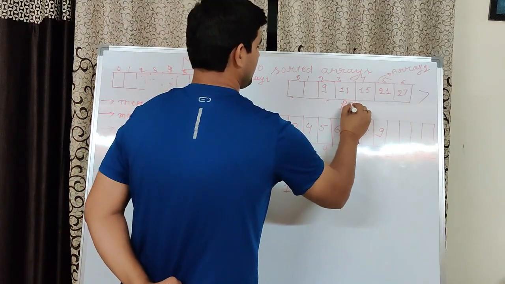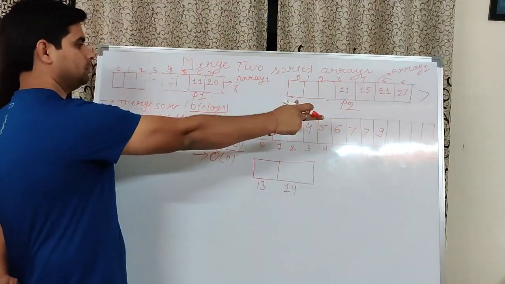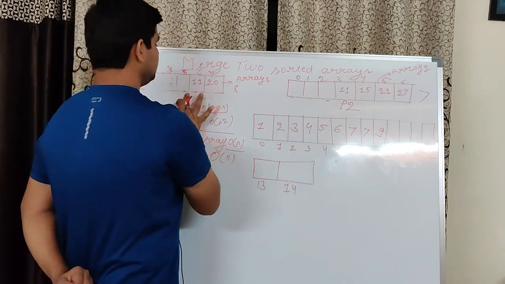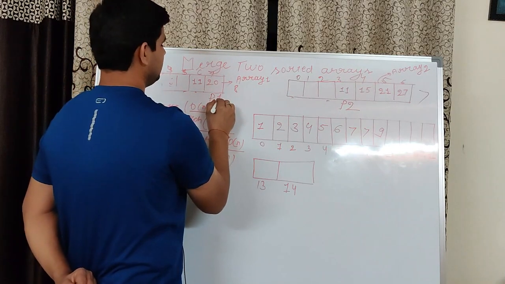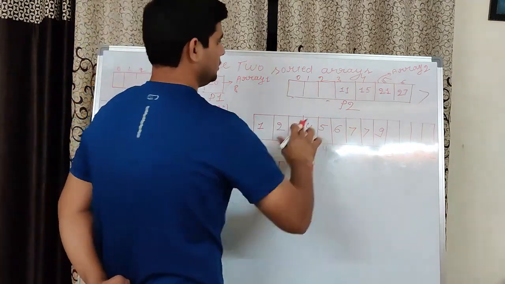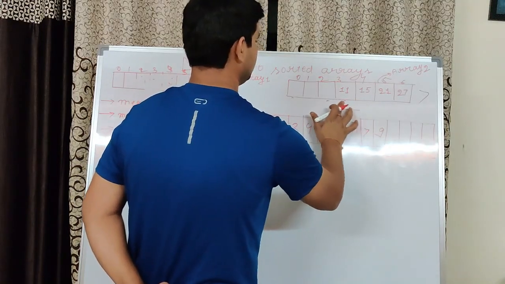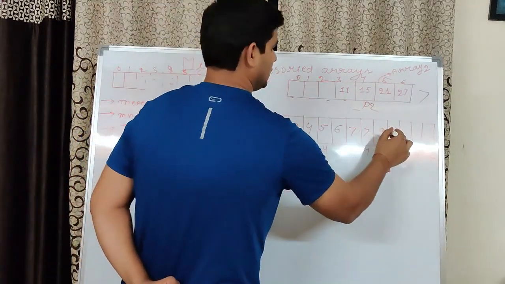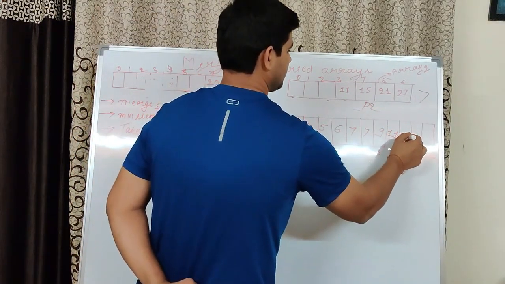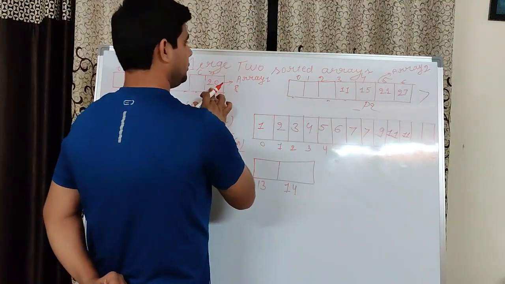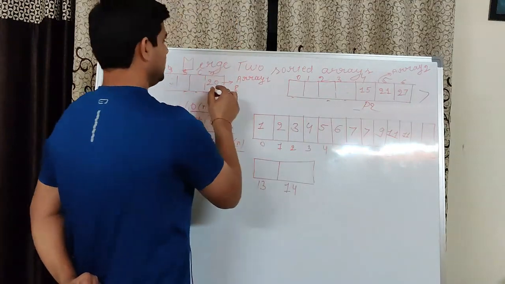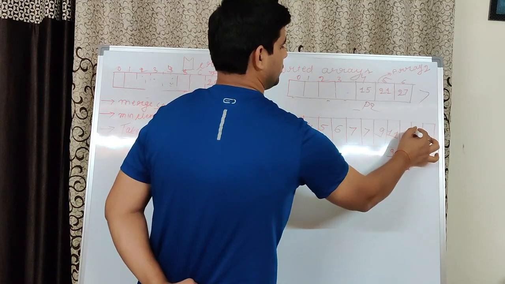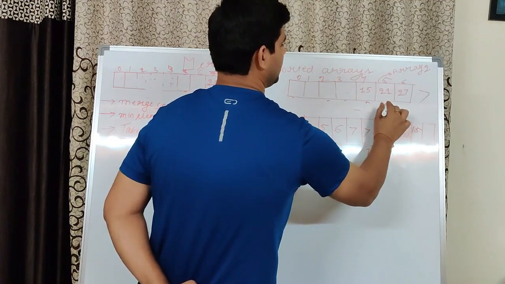Now here, which one is smaller, p1 or p2? Here both are equal. So I will again increment the pointer, or we can say counter. So this is p2, and keep it here, 11 and 11. Now p1 is pointing to 20 and p2 is pointing to 15. So I will put 15 and move pointer p2 to here.